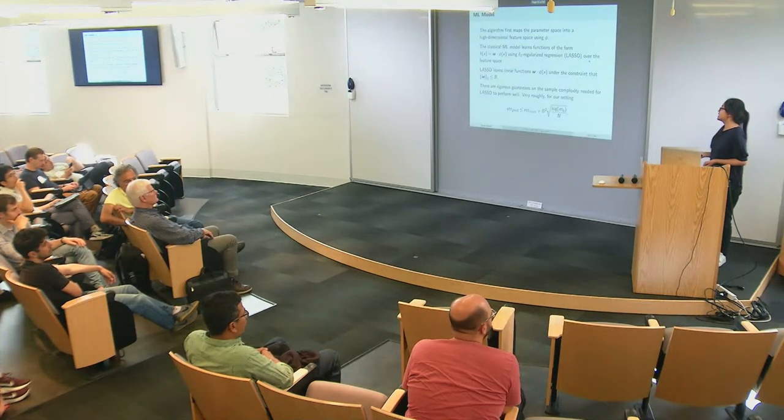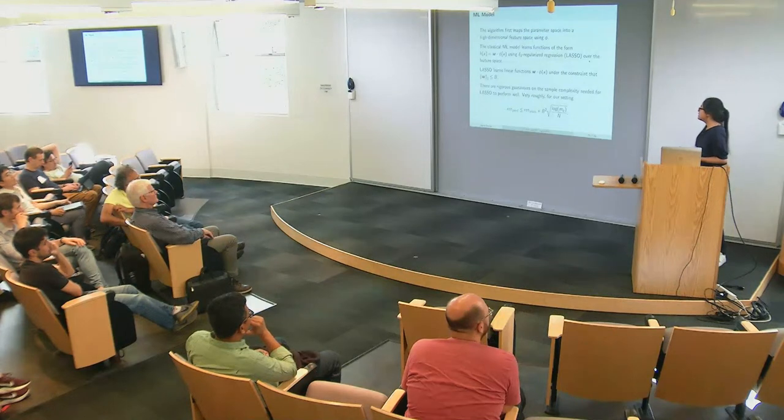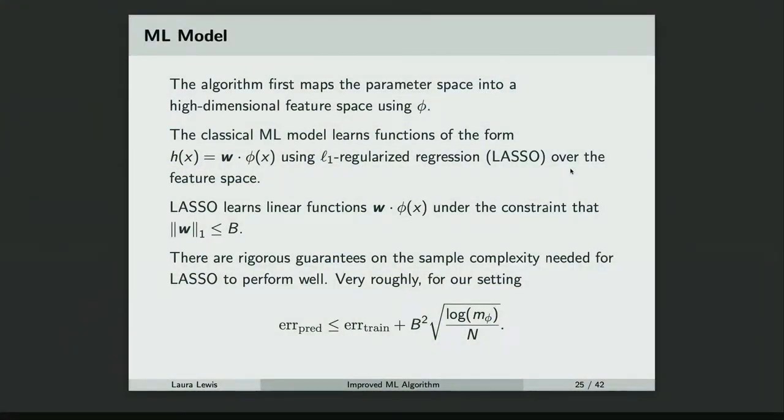So very roughly, for our case, here we have this prediction error. And one well-known result is that you can bound it above by the training error. So this training error is how we did on the samples that were already given. And it's plus B squared, so this is the same B, times the square root of log of the feature space dimension over the sample complexity. So it depends on how large this feature space is, and also the one norm.